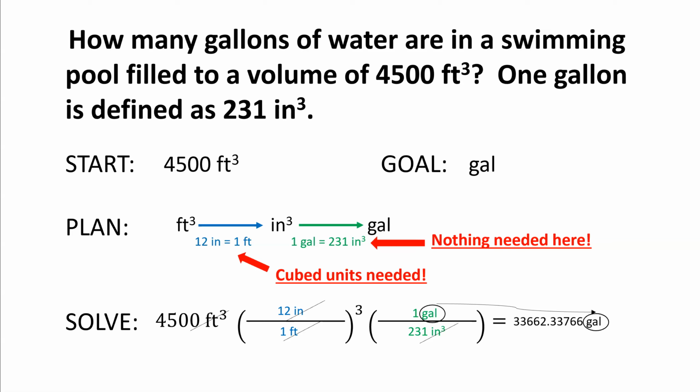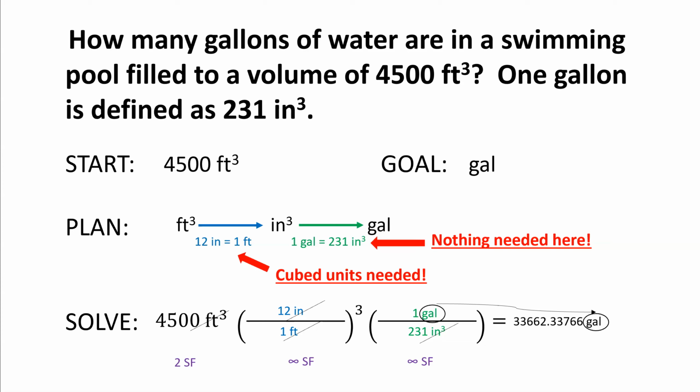So mathematically, we end up with a very large number with lots of decimal places from our calculator. We need to then go back through and look at the significant figures in each of the factors that we use. And we have 2 in our initial value, right? There's no decimal point, so 4,500 really does only have 2 significant figures.